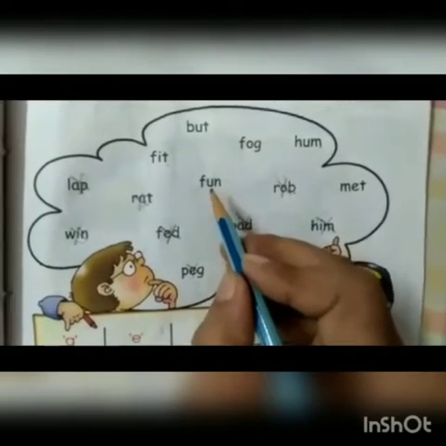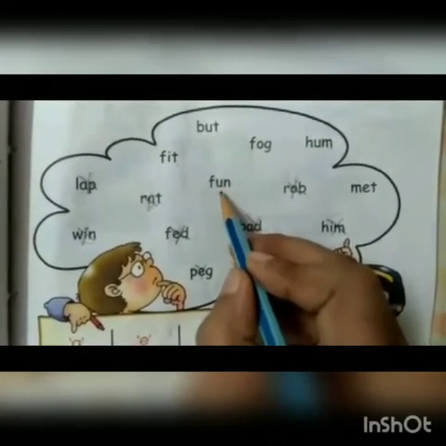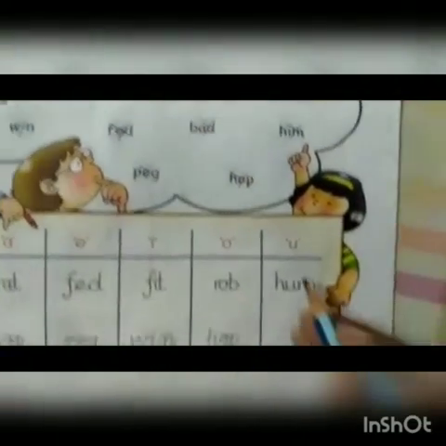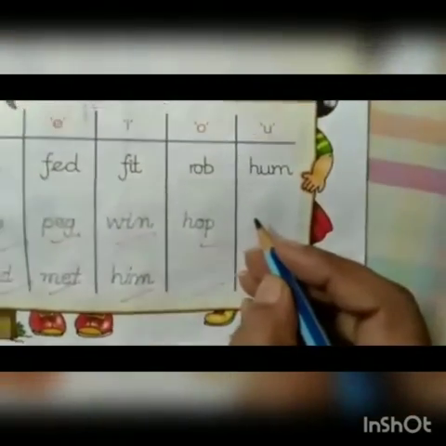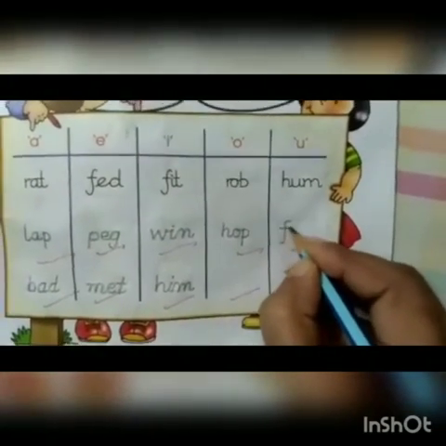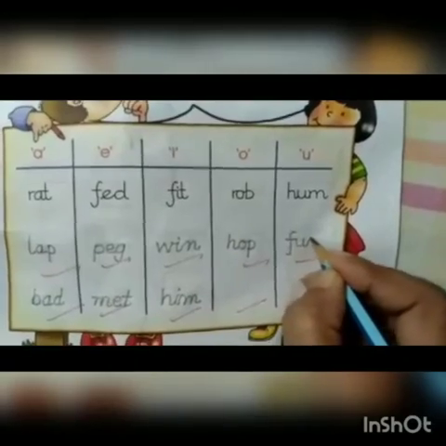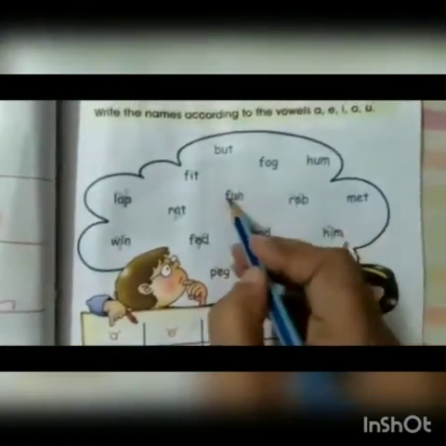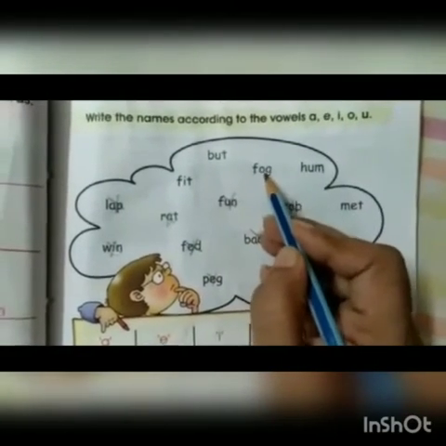Fun. Which vowel used in fun? U vowel. So we will write this name in U vowel column. Fun. F U N. Fun. Come to the next. Read this name.